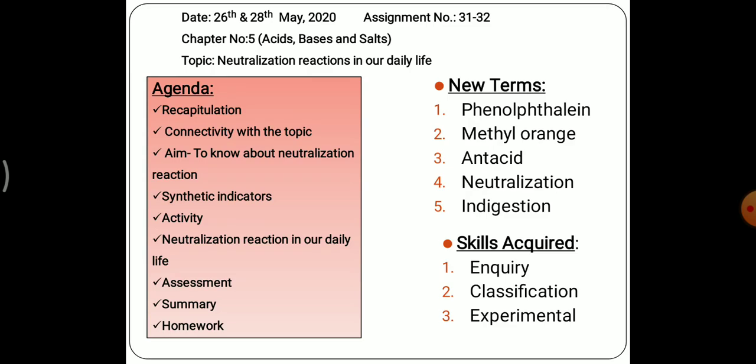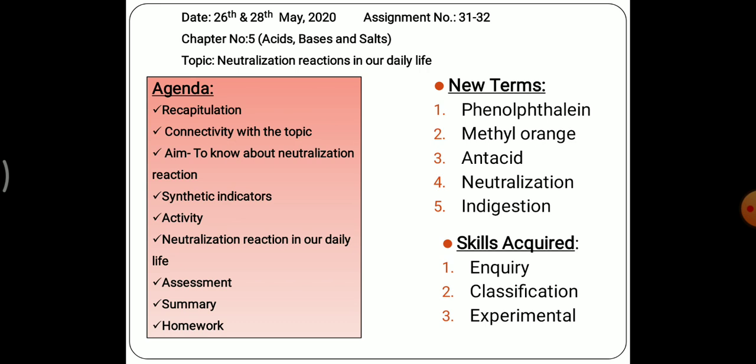So first of all, we will discuss today's agenda, that is, what we will do during this session. First, we will recapitulate what we did yesterday in our class. Then we will connect with our topic. We will derive our aim, that is neutralization reaction. We will study about synthetic indicators. Then we will do one activity related to it, and then we will find out what the different neutralization reactions are which occur in our daily life. Then we will assess how much we have learned during this session. At last we will summarize the topic, and then I will give you homework.